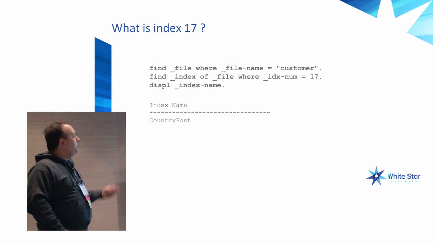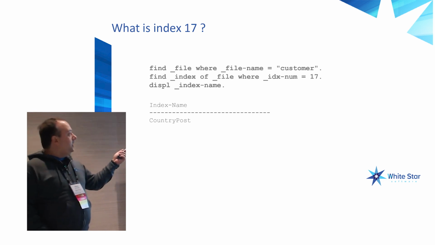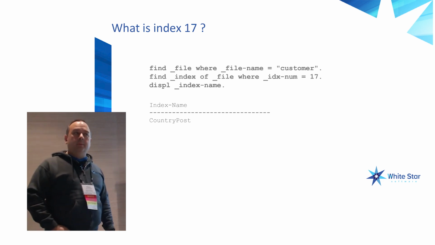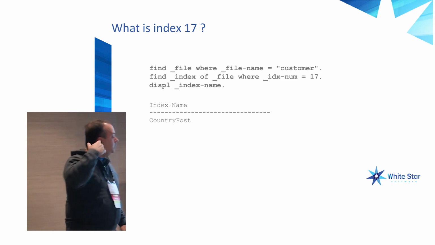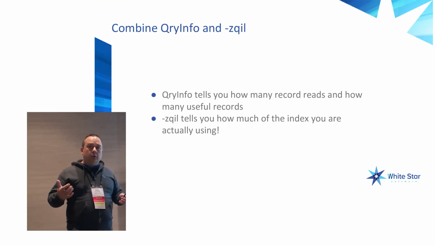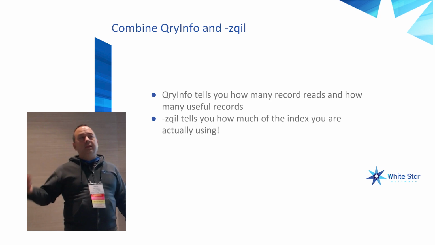All right, and what's index 17? I was telling you earlier, you just do find _file, find _index of _file, where the index number is that, and that's how you can get the index that belongs to that index number 17. Good? All right. So combine those two. It's what I said earlier. You combine those two, and it tells you why you read so many records, right? You did not go deep enough into the query, into the index, to pull the records.